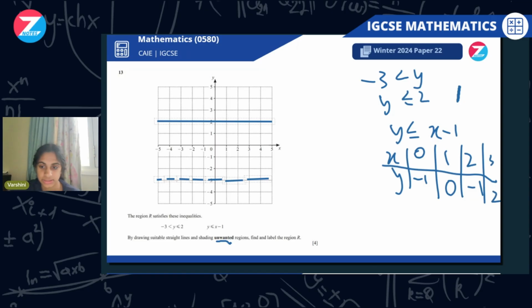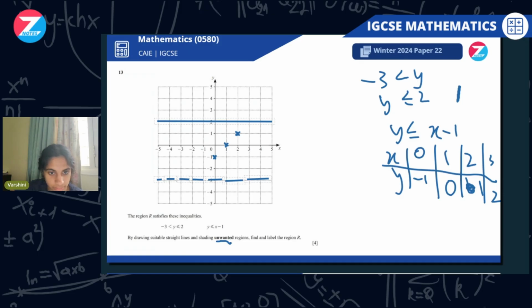So now we can just plot these points. X is 0, y is minus 1. When x is 1, y is 0. When x is 2, y is... wait, what am I doing wrong? Oh yeah, sorry, y is 1, my bad. Not minus 1. 2 minus 1 is 1. So y will be 1 over here. And when x is 3, y will be 2.